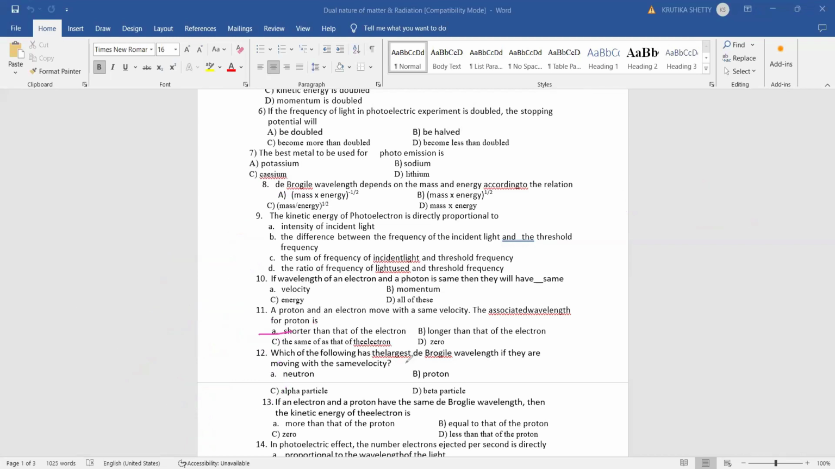Which of the following has the largest de Broglie wavelength if they are moving with the same velocity? So for the given particles, with the same velocity, the wavelength will be larger for the lighter one. As you have seen, the mass is inversely proportional. So which one will be larger? Beta particle. Yes, beta particle is the right answer. Option D is the right answer.